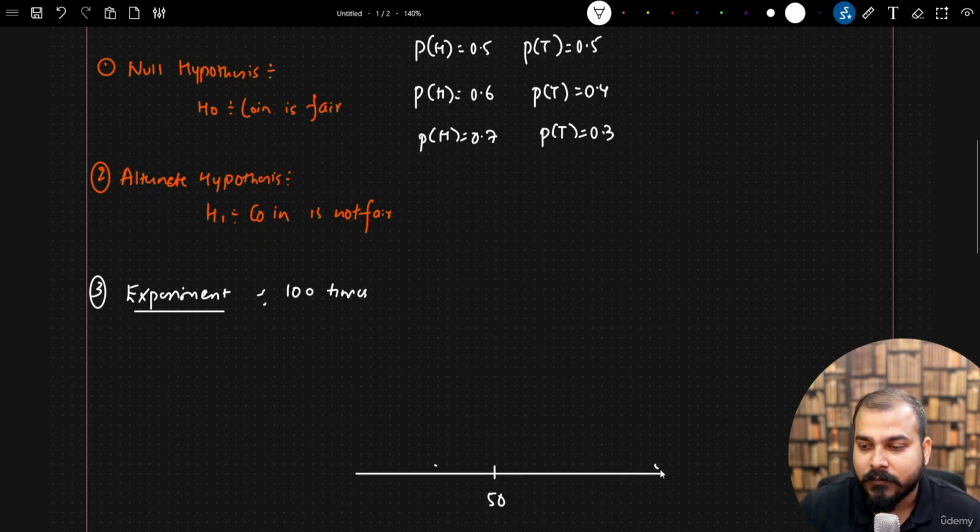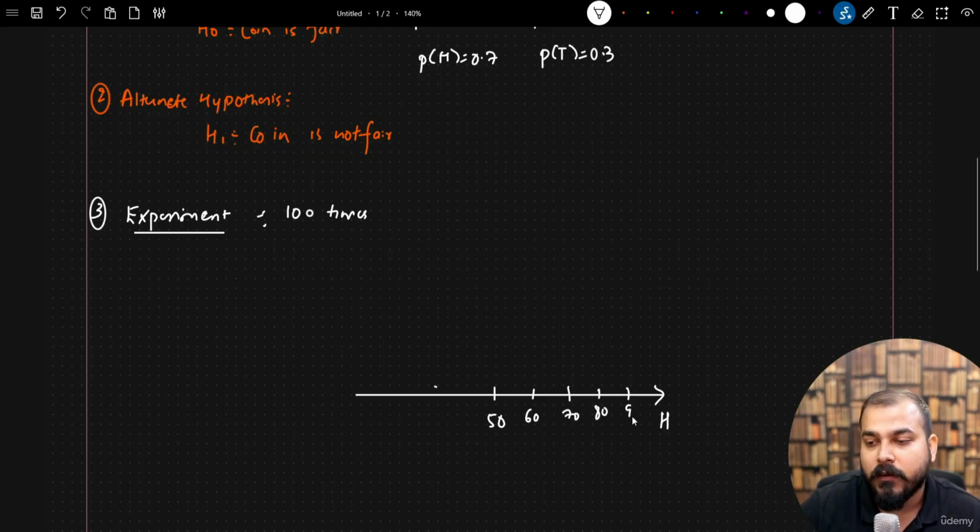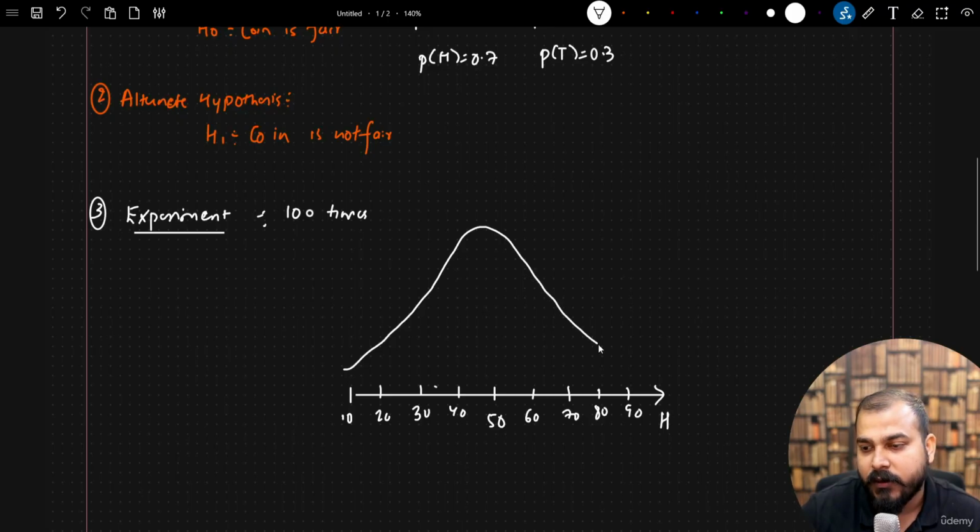The x-axis is nothing but how many times I'm getting head. So this will be 50, and let's say the standard deviation is 10. So I will write 70, 80, 90, and this will be 40, 30, 20, 10. I have defined it like this. With respect to this distribution, obviously, you know that we will get this kind of bell curve, when I have this mean and a standard deviation of 10. This is the mean value that I have.